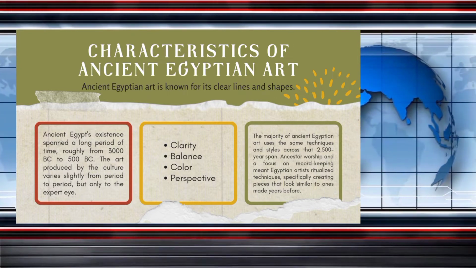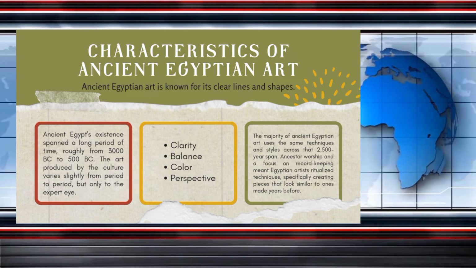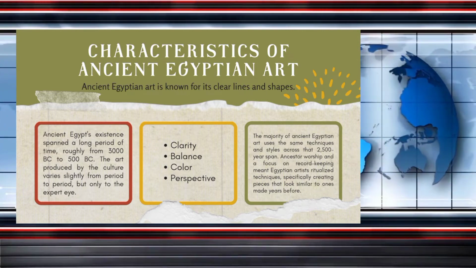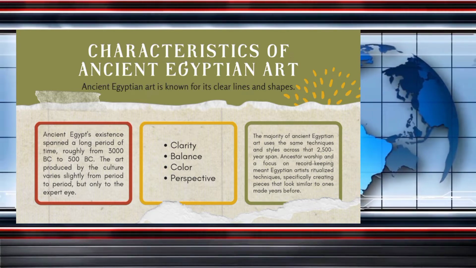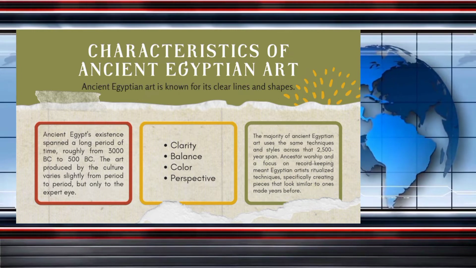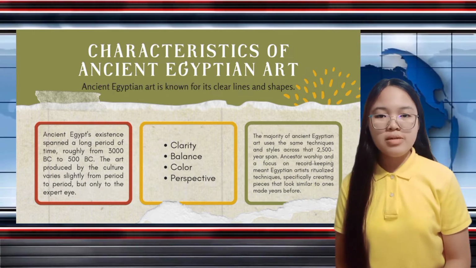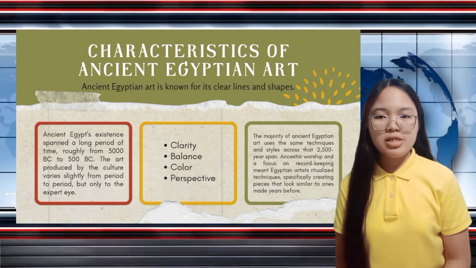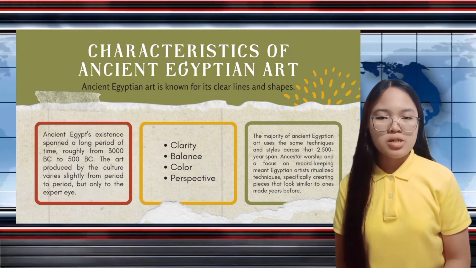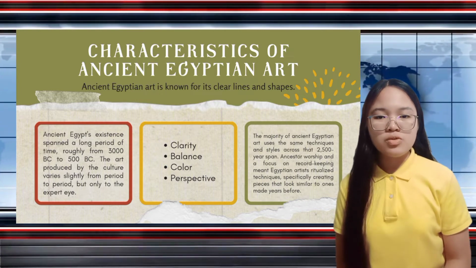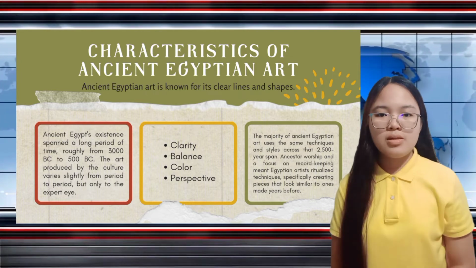Ancestor worship and a focus on record-keeping meant Egyptian artists ritualized techniques, specifically creating pieces that look similar to ones made years before. Clarity: ancient Egyptians often combined artistic images with hieroglyphic writings, which means the result needed to remain clear to get its point across. Whether paintings or statues, the pieces always have clearly defined shapes.